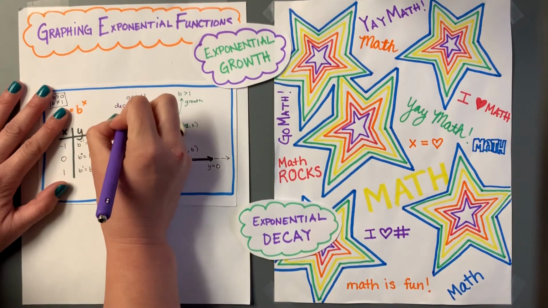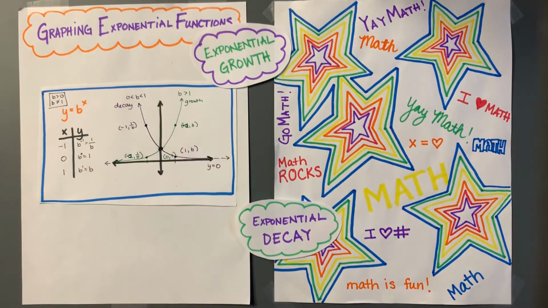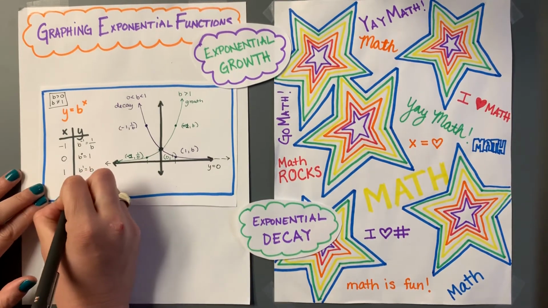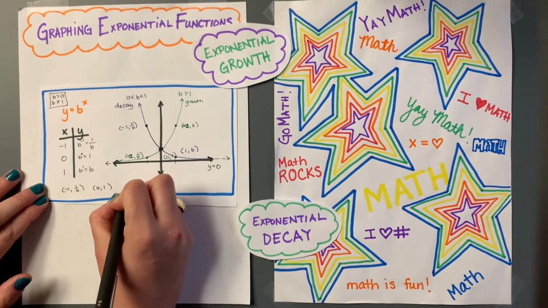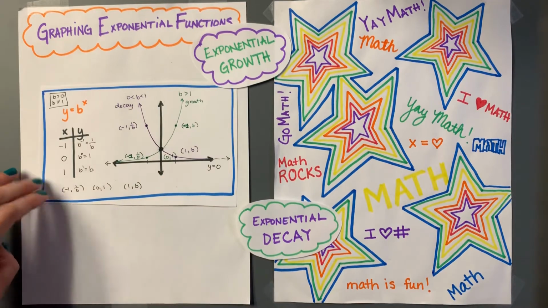This is decay. So you'll notice that growth and decay are mirror opposites of each other, and we use the same 3 points. So those points are -1, 1 over b, 0, 1, and 1, b as our parent function.